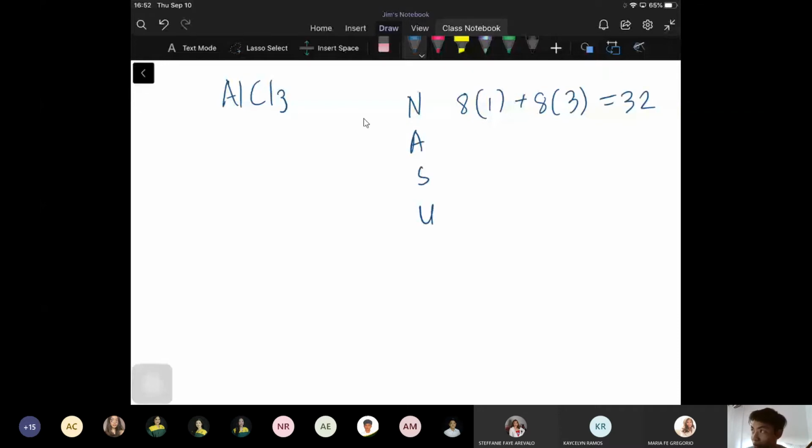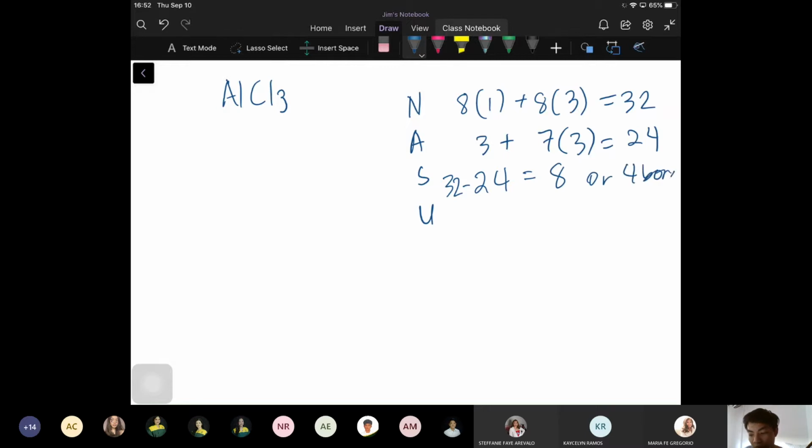Available. Si aluminum nasa group 3, so 3. Si chlorine nasa group 7, so 7 times 3: 7, 14, 21, 22, 23, 24. 32 minus 24 is 8, diba? Or 4 bonds.